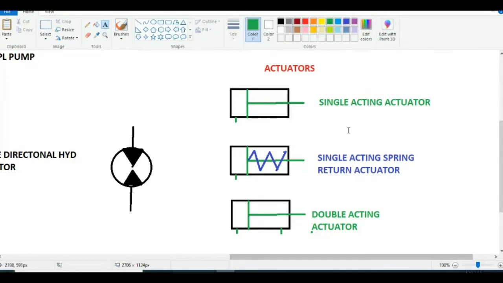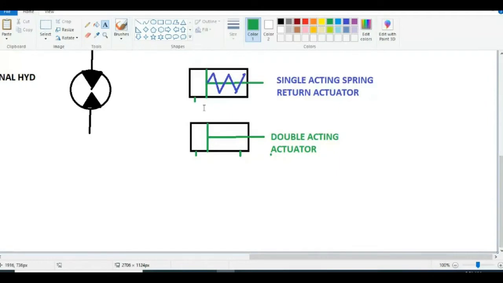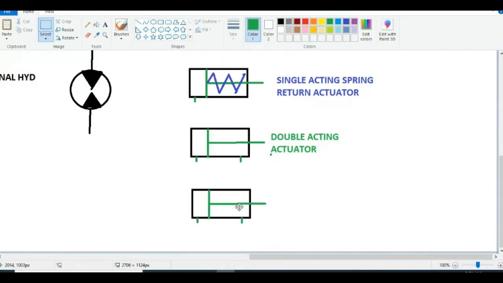Single acting, single acting with spring return, and double acting actuator. Now, if you again show a cross arrow here, if you show the crossover, if you show the box like this and the actuator like this, then what is the name of this actuator? This is the double acting actuator.